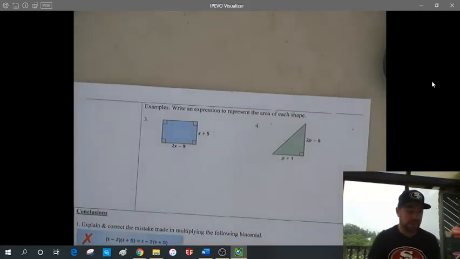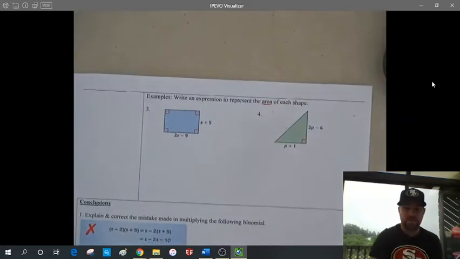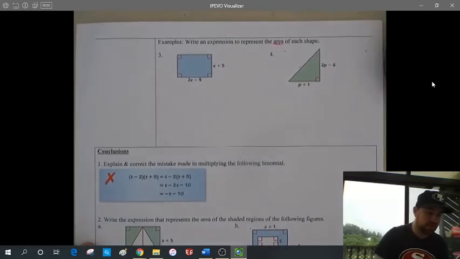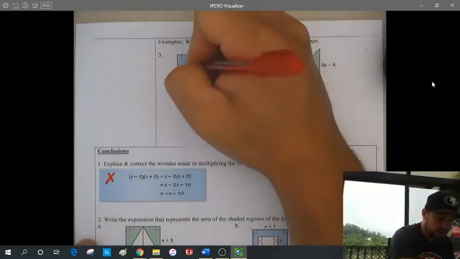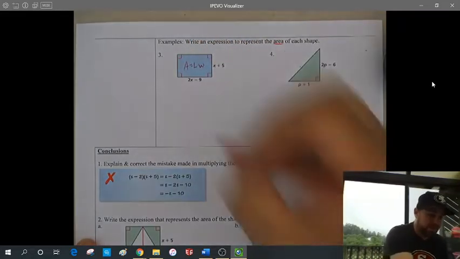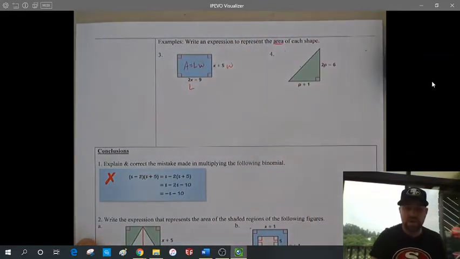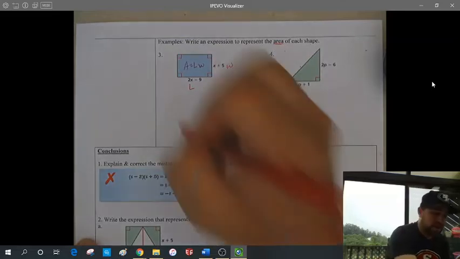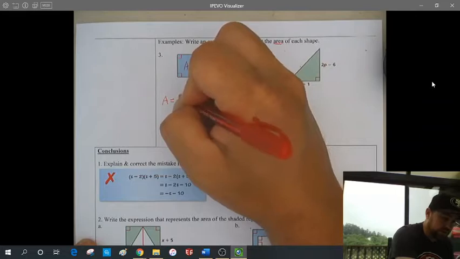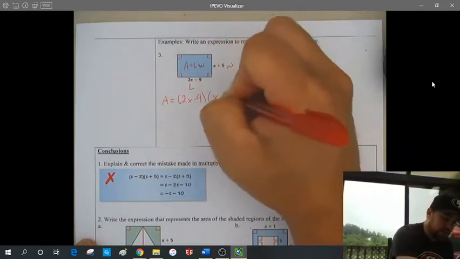So these next examples, it says write an expression to represent the area of each shape. And so in this one, my side lengths are given with expressions. And so remember, for area of a rectangle here, we need to do length times width. If I call this side the length and this side the width, multiplying those two together, they're not just whole numbers, so I'm going to end up with an expression here, but it'll be the 2x minus 9 times the x plus 5.